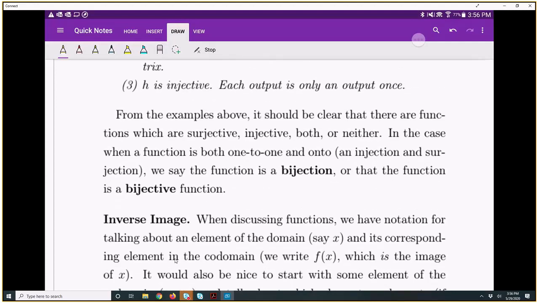So from the examples above, it should be clear that there are functions which are surjective, injective, both, or neither. If a function is both injective and surjective, then we call it bijective.